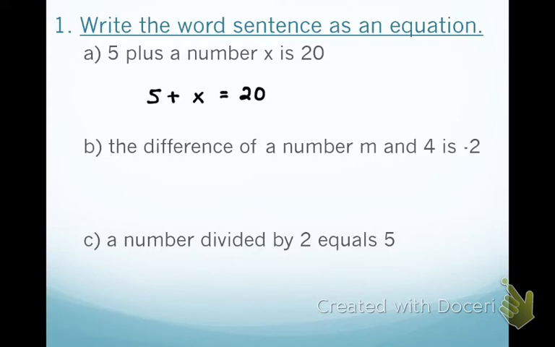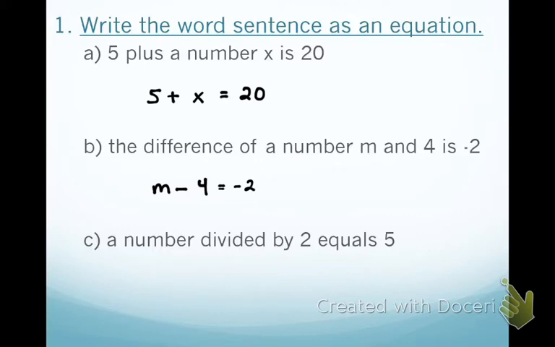Problem B. The difference of a number m and 4 is -2. We just talked about this. Guys, when you see something that says the difference of, what will that be? What sign? Subtraction. Okay, so we're going to put subtraction there, or a minus, of a number m and 4. What do you think I should write first, the m or the 4? The m, very good. So this is going to be m minus 4. Who would like to finish it off for me? Jocelyn. Equals -2. Very good.